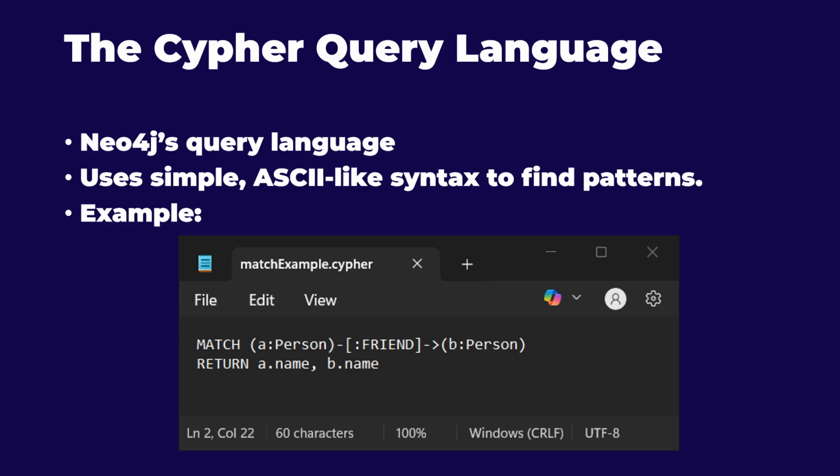Cypher is Neo4j's query language. It uses simple ASCII-like syntax to find patterns. Here's an example that finds people connected by a friend relationship.